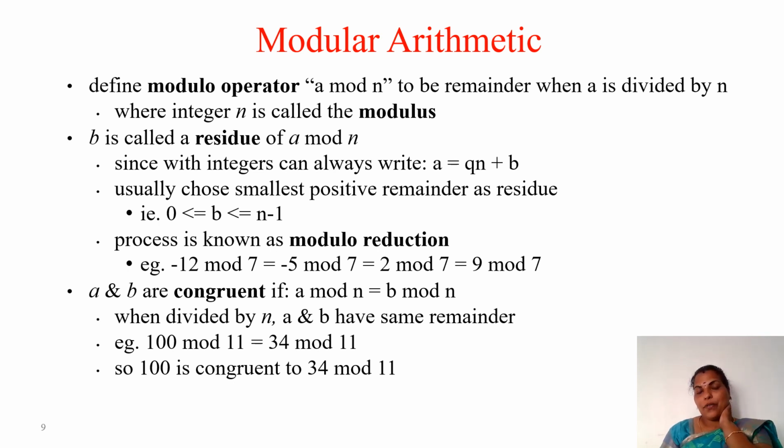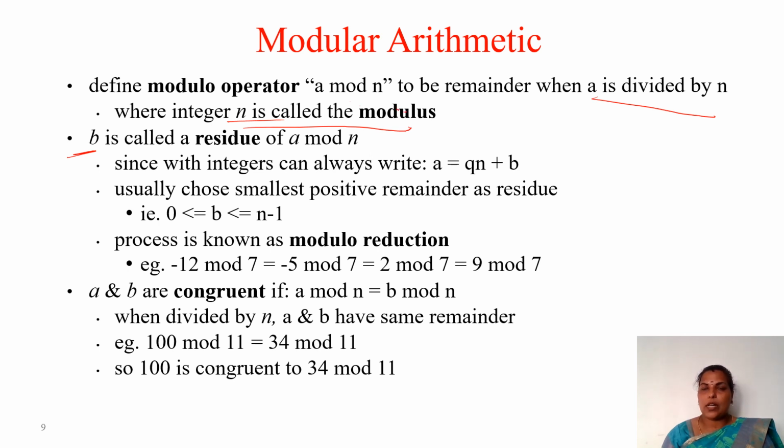Next is modular arithmetic. So here we are defining a modulo operator. Already in the Caesar cipher itself we learned about the modulus operator, using the modulo operator only. But here we are defining it. We define the modular operator, that is A mod n, to be the remainder when A is divided by n. So when A is divided by n, we get one remainder. That residue or remainder we call B.